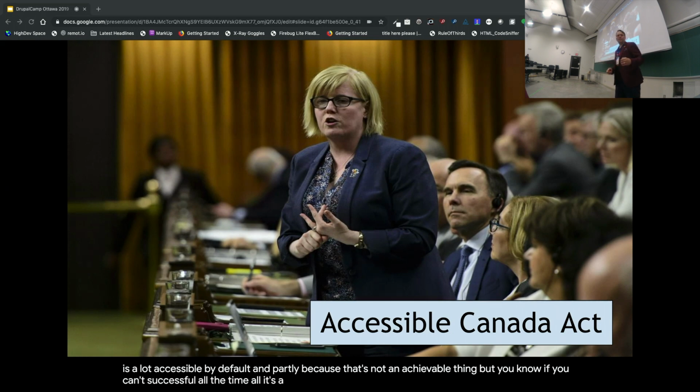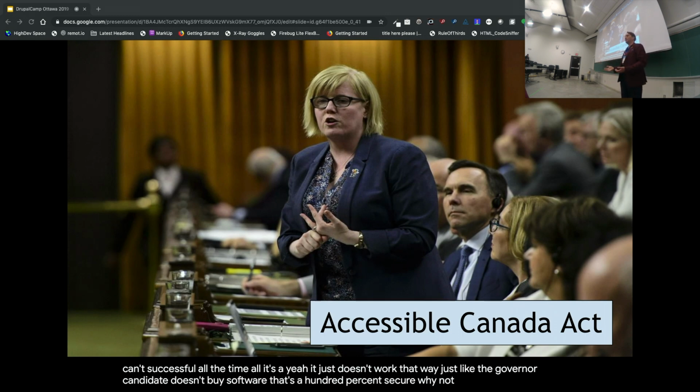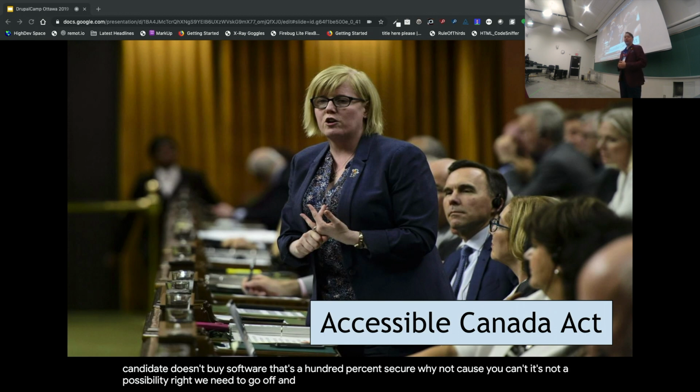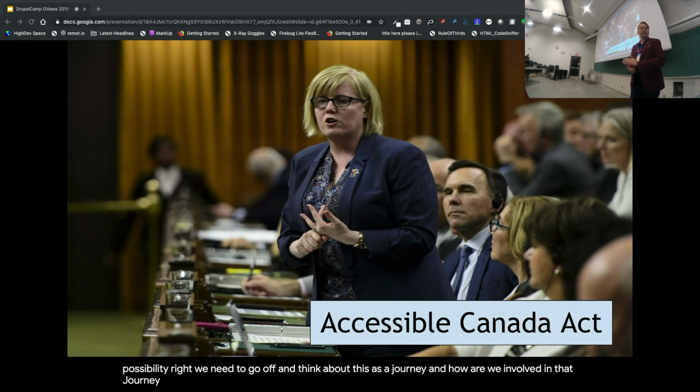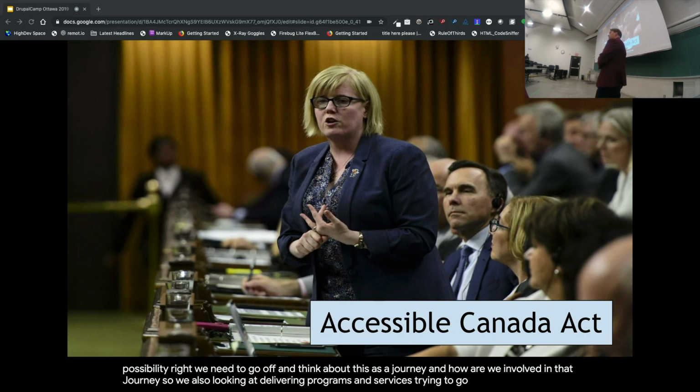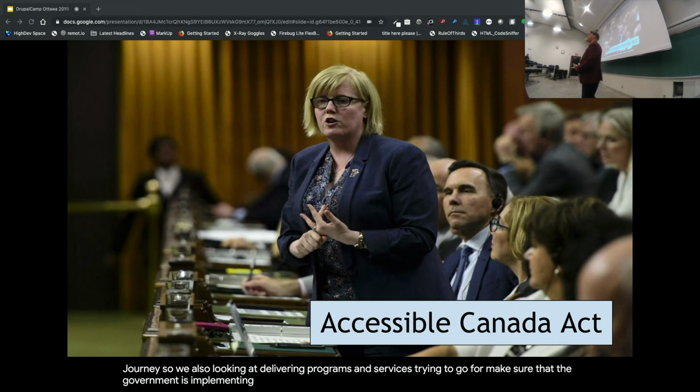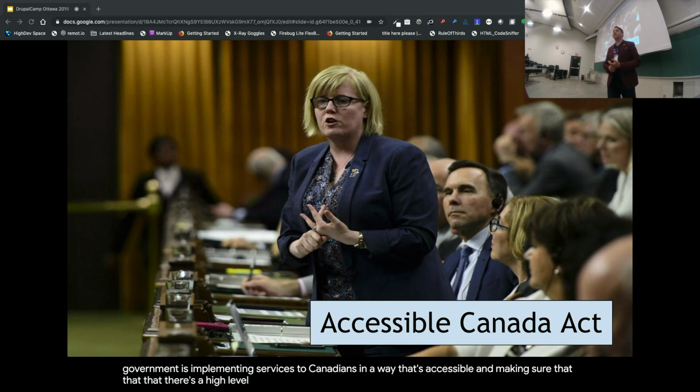It just doesn't work that way. Just like the Government of Canada doesn't buy software that's 100% secure. Why not? Because you can't. It's not a possibility, right? We need to think about this as a journey, and how are we involved in that journey. So we're also looking at delivering programs and services, making sure that the government is implementing services to Canadians in a way that's accessible, and making sure that there's a high level of accessibility and accessibility awareness for people.